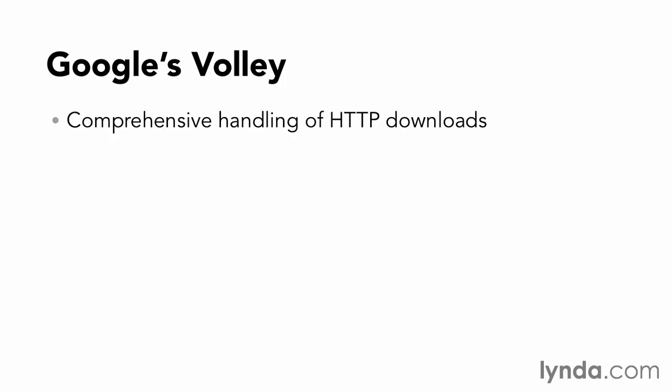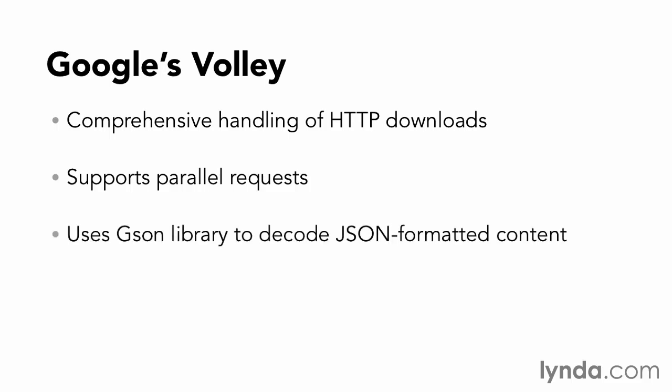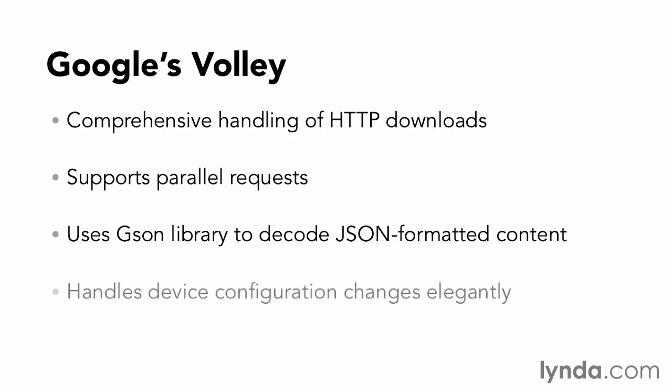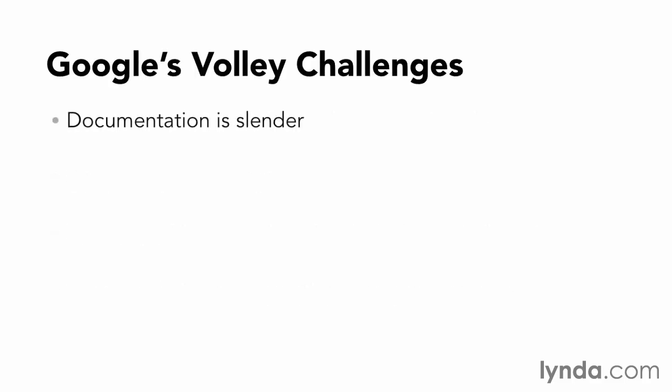Volley is a library that offers comprehensive handling of HTTP downloads. It supports parallel simultaneous requests, something that's harder to do on your own, and it uses the JSON library, a library available from Google, to decode JSON formatted content. It handles device configuration changes such as orientation changes automatically, something you'd have to code yourself if you're using the lower level libraries. Some of the challenges in using Volley include that the documentation is very slender and there aren't many official examples. There is no strict versioning of this library either.